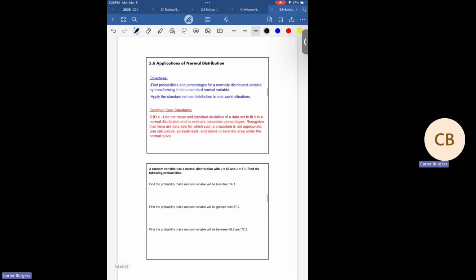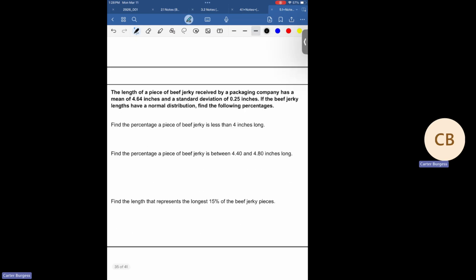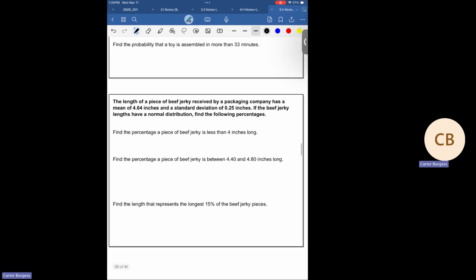I'm on 5.6, looking at the second page, there's this beef jerky example. Take a moment to figure out what each of these are. So exact same process, exact same idea. You can calculate z-scores if you really want to. You do not need to go through z-scores. In order to do this, it is the exact same as above.